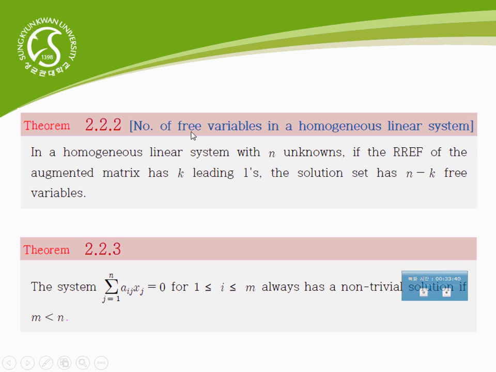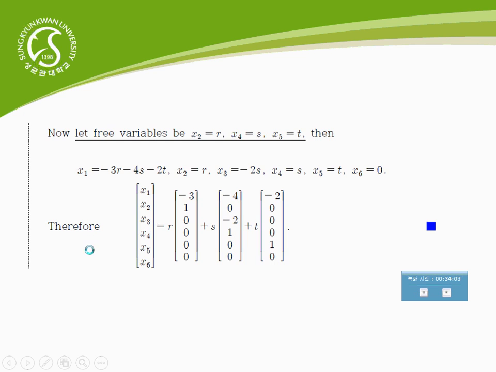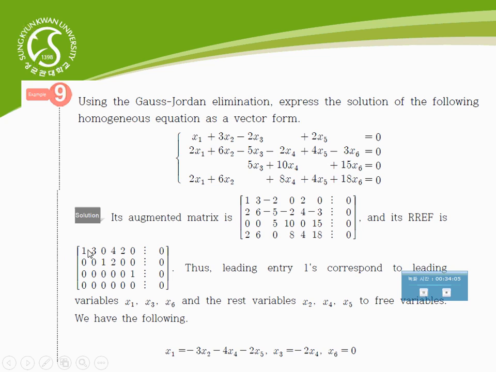Theorem 2.2.2, number of free variables in a homogeneous linear system with n unknowns: if the RREF of the augmented matrix has k leading ones, then the solution set has n minus k free variables. Like what you saw, you had a 3 by 6 matrix, and you had the 3 leading variables. So you had the 3 free variables. Addition of these 3 leading variables and 3 free variables all together makes the number of columns of the vectors, 6. That's the idea.